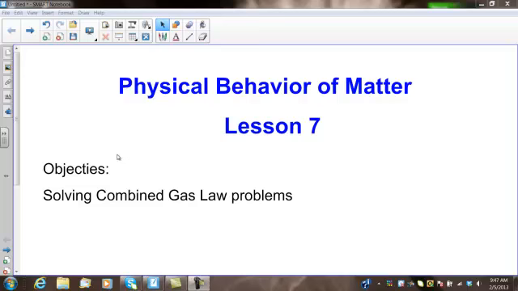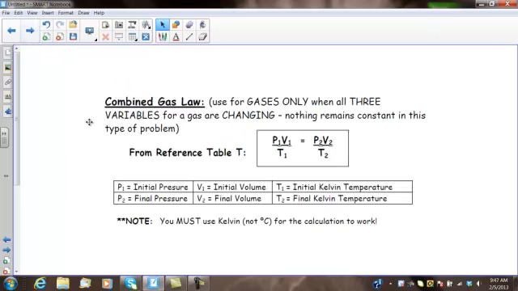Okay, so this is Lesson 7, Physical Behavior of Matter. We are going to learn how to solve combined gas law problems. Let's take a look at the combined gas law. This is found in your reference table, Table T.